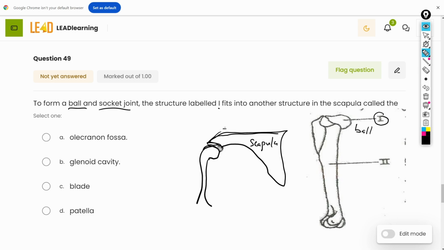Now this cavity is called the glenoid cavity, and this bone is the humerus, or the bone of the upper arm. So our answer here is the glenoid cavity. So option B is our answer.